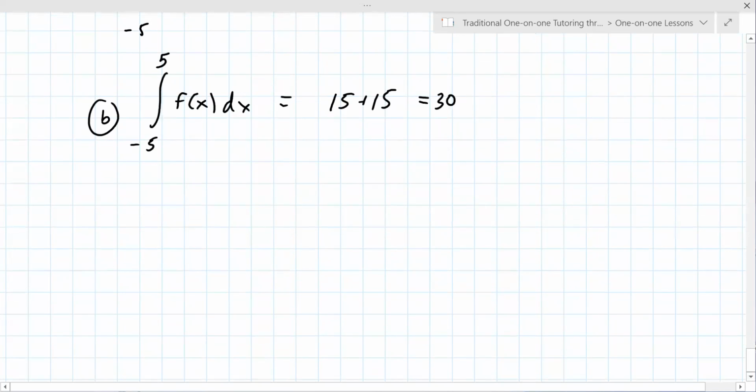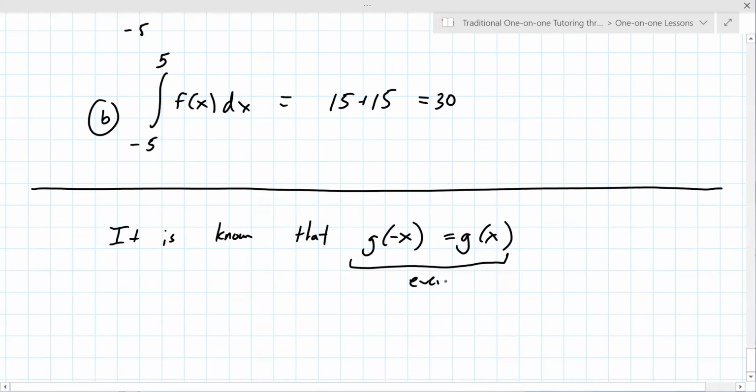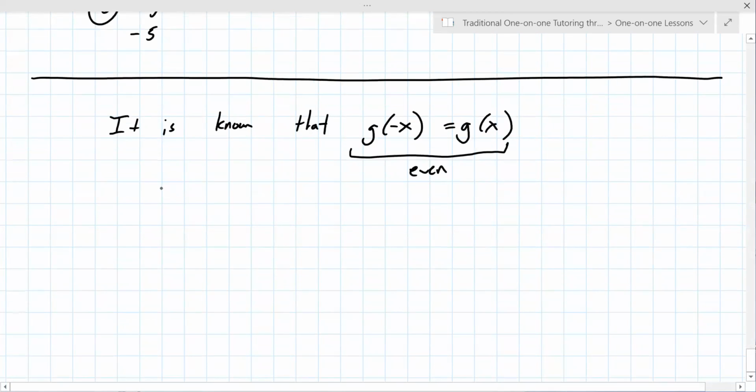Okay, so here's another example. The instructor could tell you g of x is an even function. Actually, let's say they don't do it this way. They don't have to tell you it's even. They could say, it is known that g of -x equals g of x. That means it's even. They're encoding that into this. And they tell you the integral from 1 to 3 of g of x dx equals 8.